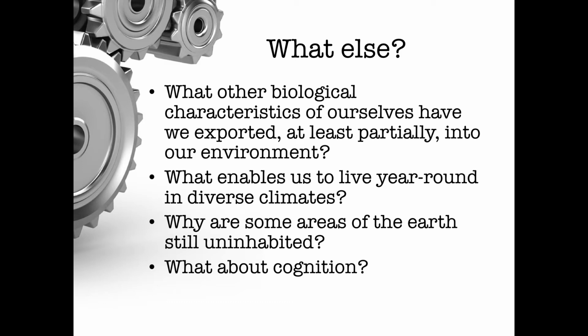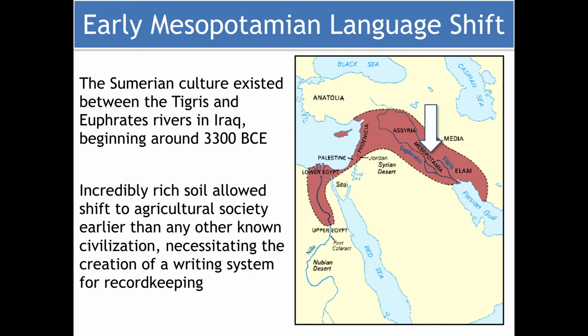So going back to the linguistics piece, and this is always relevant, I swear, we'll get back to AAC. The very first recorded language that we have was Sumerian in Mesopotamia, which was a culture that existed in what we now call the Fertile Crescent or the Fertile Valley between the Tigris and Euphrates rivers in Iraq. The incredibly rich soil there allowed a shift to an agricultural society earlier than anyone else, meaning that they didn't have to be hunter-gatherers anymore. They were able to grow their crops, raise their animals all in situ or in one spot.